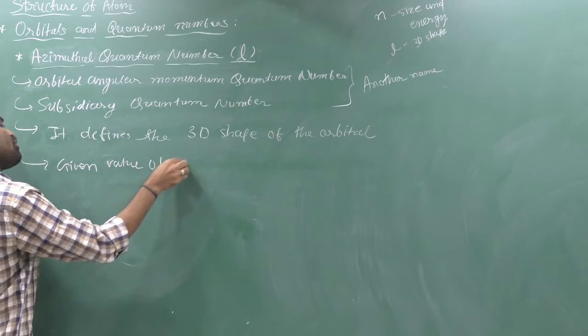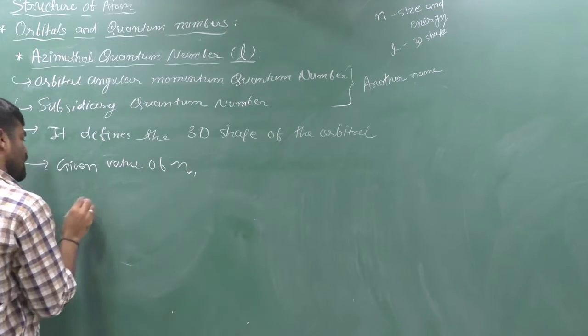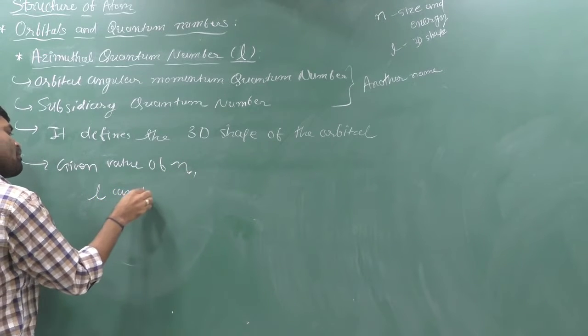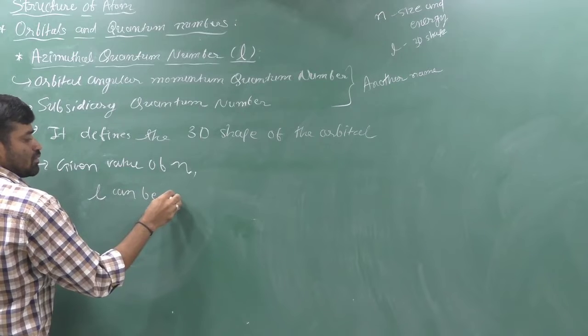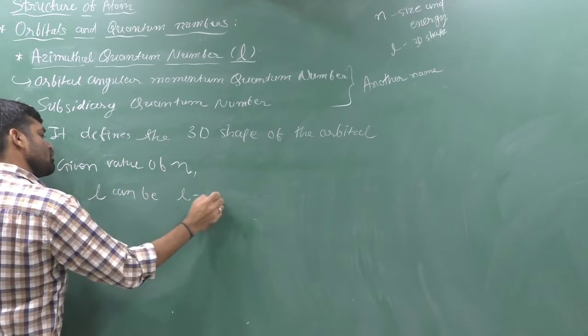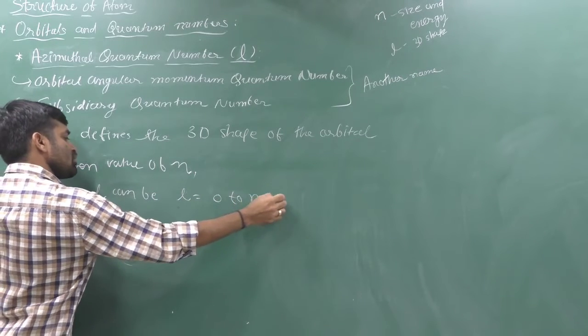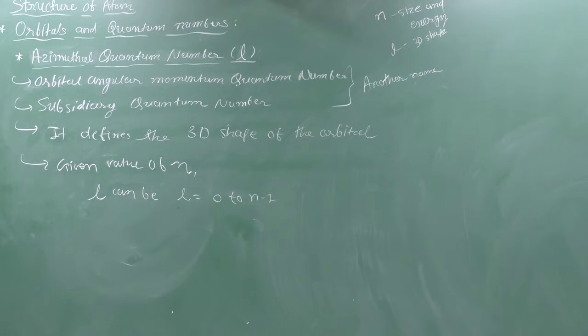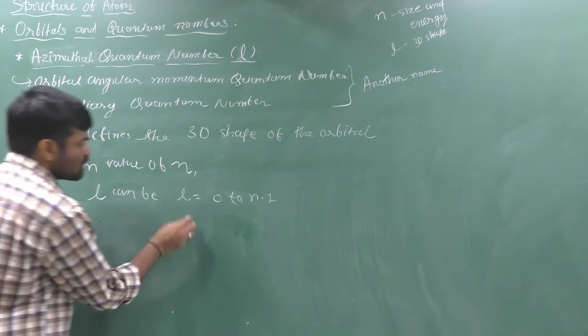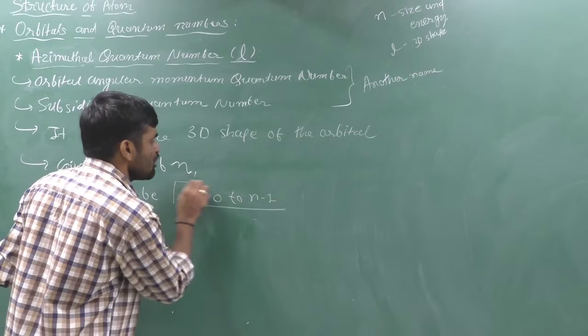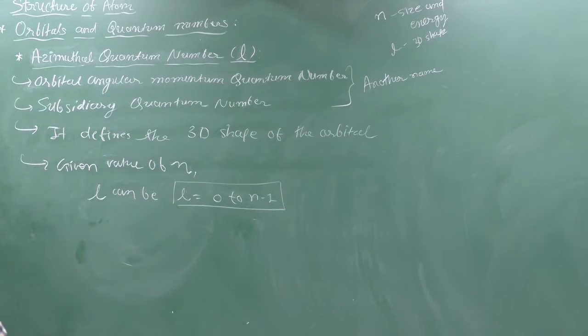For a given value of n, L can be 0 to n minus 1. The principal quantum number is the main one. If we know the principal quantum number, then we can know about L. Up to what range will the value of L be? The value of L is always 0 to n minus 1.